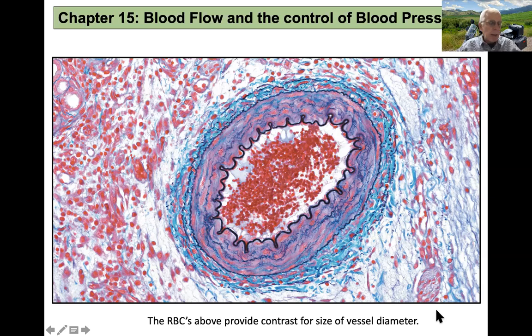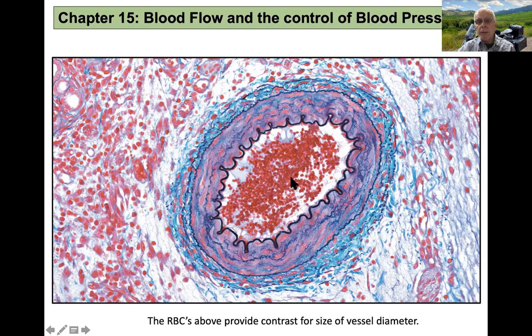So, at any rate, to get started, this first image at the top of chapter 15 shows a cross section. It's a micrograph of an artery. I thought it was really neat because, as I've noted down below here, these are red blood cells in here, and I think they provide a pretty good context for the size of this vessel. It is important to pay attention to this.